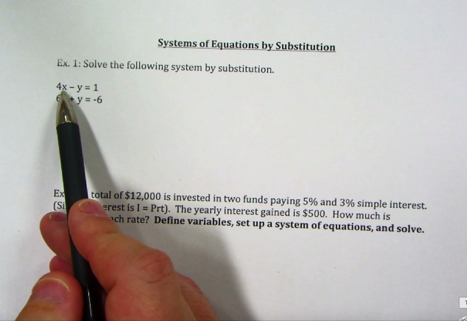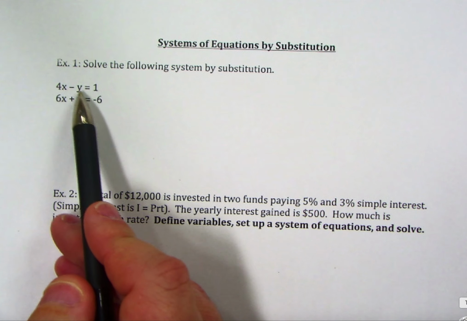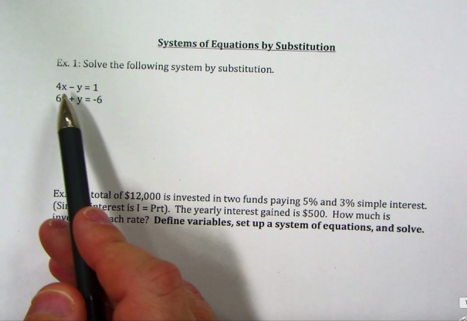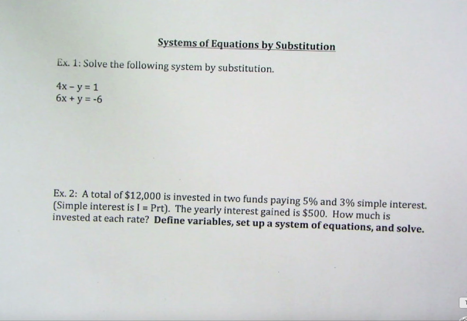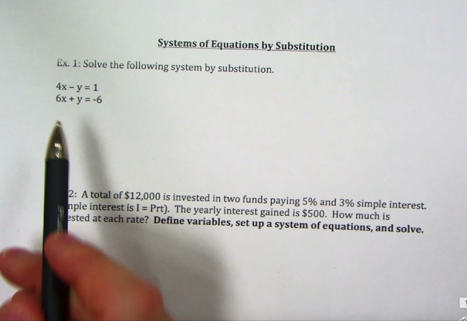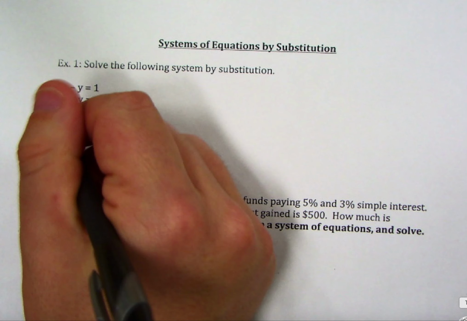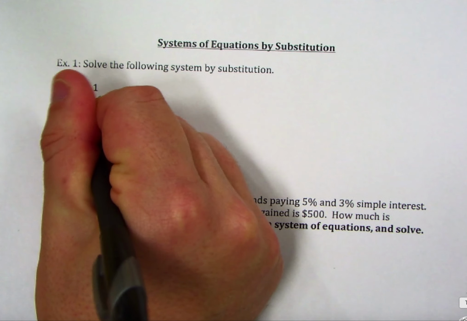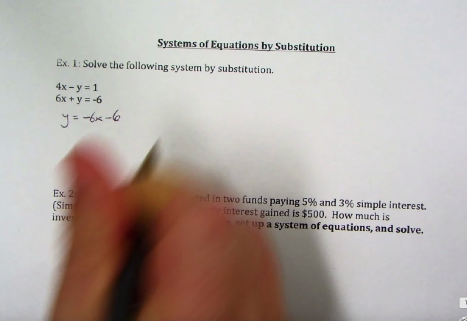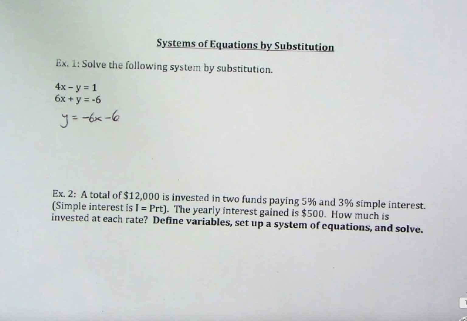But let's say you're like, well, I'm just going to get this top x by itself. Well, then you have to add y, and then divide everything by 4, and then you're going to have some messy fractions to deal with throughout the rest of the problem. It's not wrong, but you want to make your life as easy as possible. So I'm going to get y on bottom by itself. So y equals negative 6x minus 6. I just took 6x and subtracted it over.